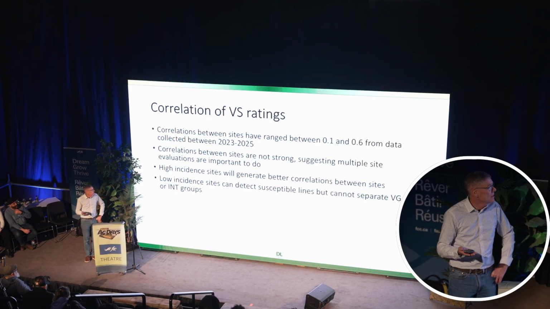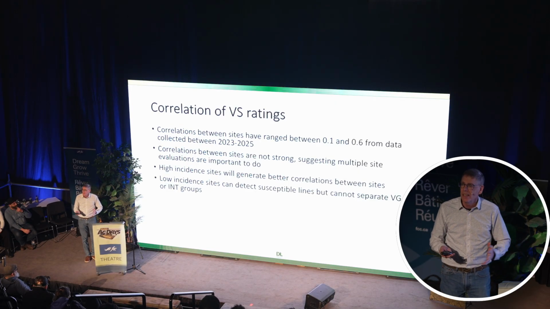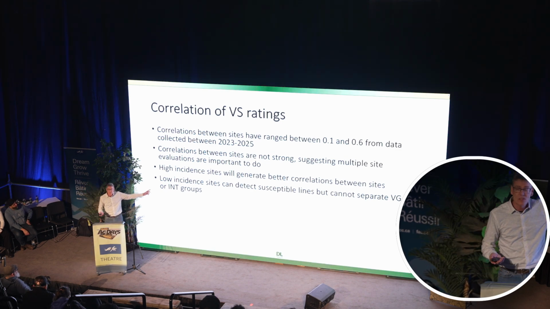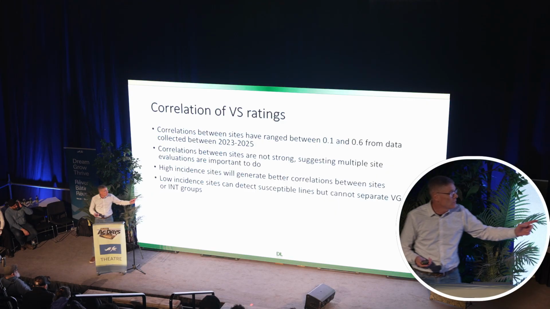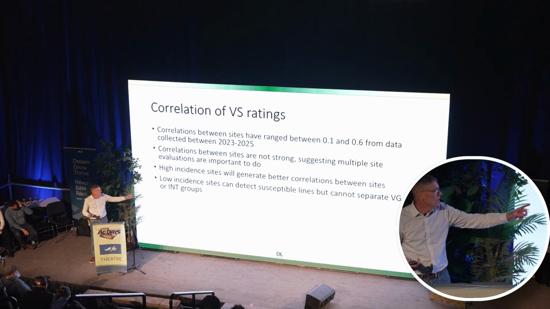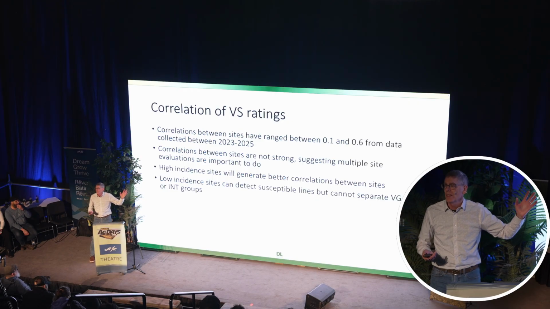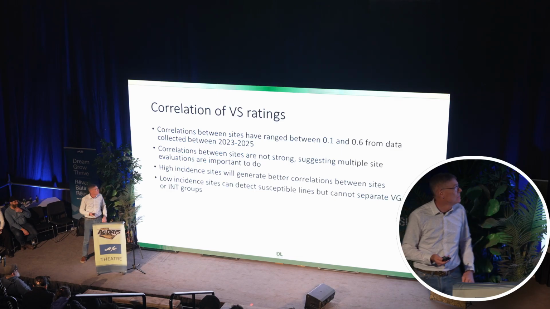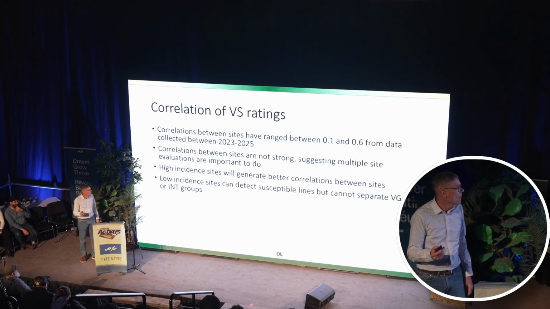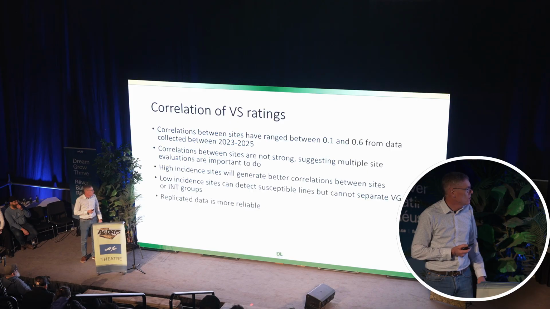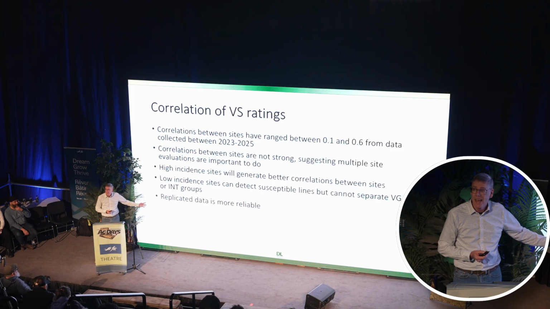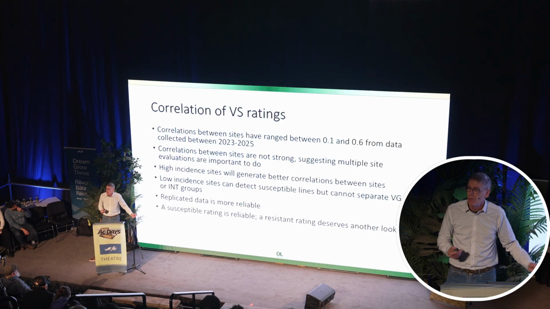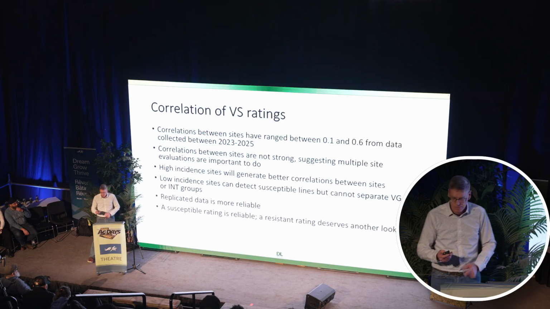You'll also see that if you have a lot of disease at a site, you can do a better job. If you have a low amount of disease, you can still detect susceptibles, but you do a very poor job of separating out the very goods and the goods and intermediates. And that's why the correlations start to collapse, because some sites are really good and others are just okay. So this is kind of obvious. Replicated data is really helpful. A susceptible rating is reliable. A resistant one means you have to go look again.